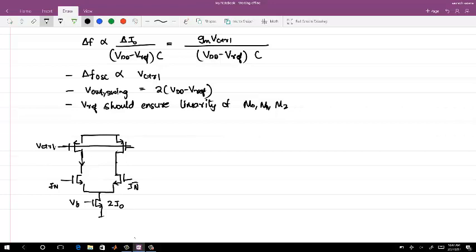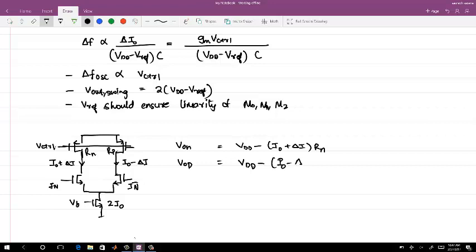So at one time the current, depending on the swing, will be I naught plus delta I and this will be I naught minus delta I. So your VOP minus VON is VDD minus I naught plus delta I times, let's say this is Rn and this is Rp. Let me call this VON, which is VDD minus I naught plus delta I times Rn, and this one is VOP, which is VDD minus I naught minus delta I times Rp.